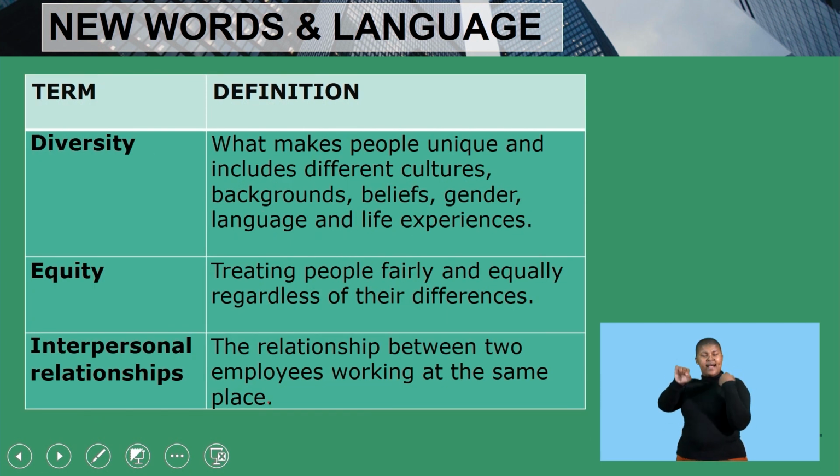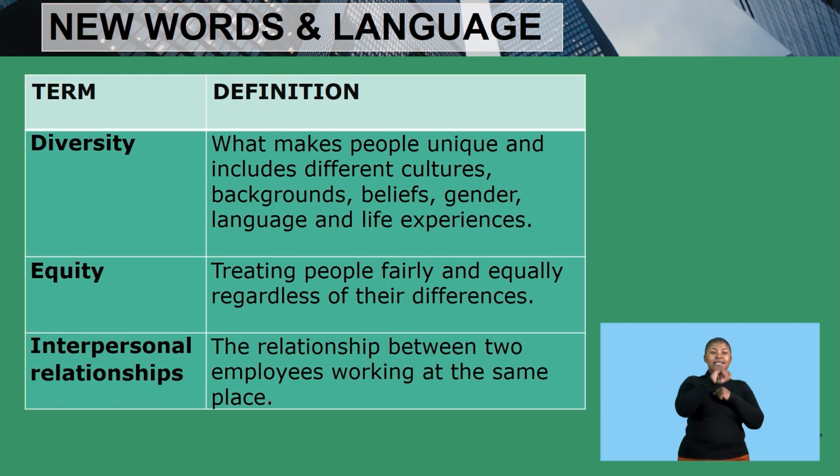We have the term diversity, and it's what makes people unique and includes different cultures, backgrounds, beliefs, gender, language, and life experiences. We have the term equity, which is treating people fairly and equally regardless of their differences. And lastly, we have interpersonal relationships, which is the relationship between 2 employees working at the same place.